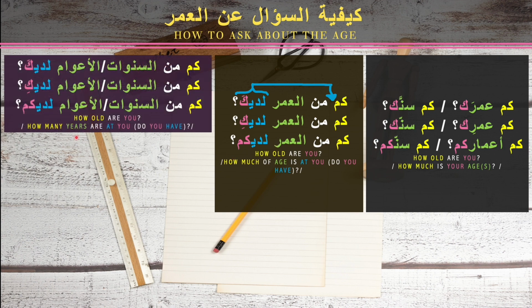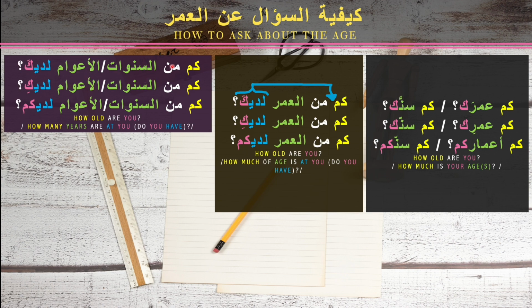Okay, the third way is so similar to this one. It's just that instead of asking how much of age, we are asking how many of years are at you. كم من السنوات أو الأعوام, because there are two words, if you remember, representative for the word year in Arabic, سنة or عام. The plural is سنوات or أعوام. كم من السنوات لديك or كم من الأعوام لديك.